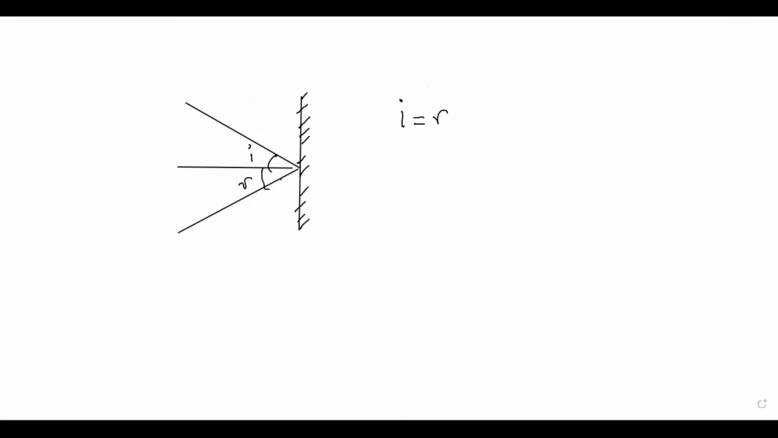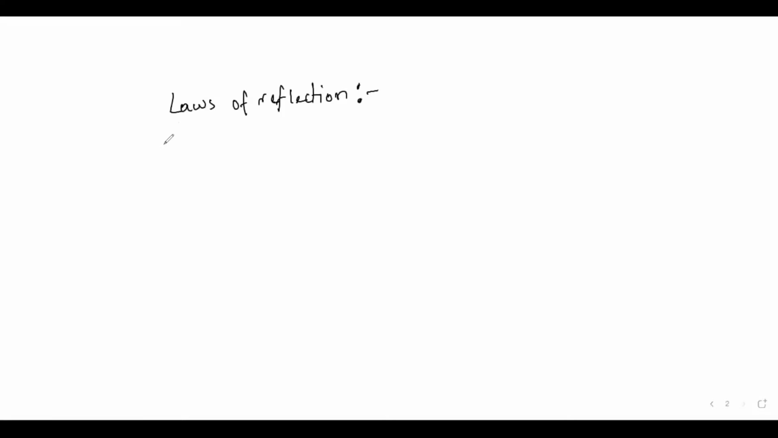The second law of reflection is that the incident ray, the normal, and the reflected ray are on the same plane. So these are mainly the two laws of reflection. So let me write these laws of reflection. It will be better.